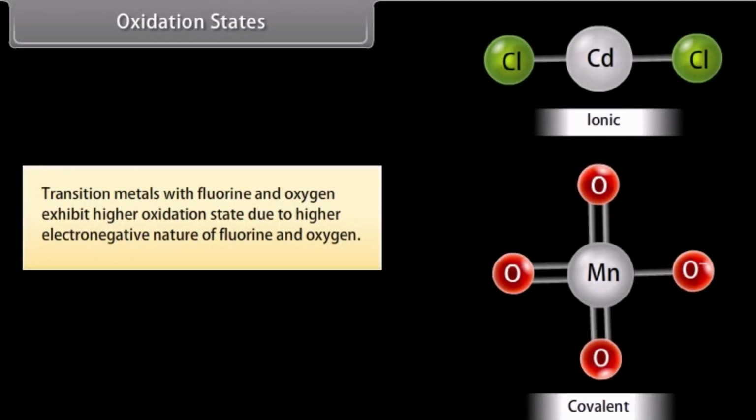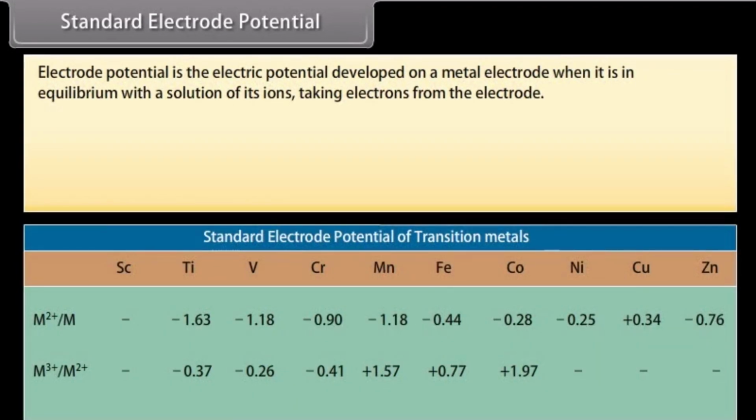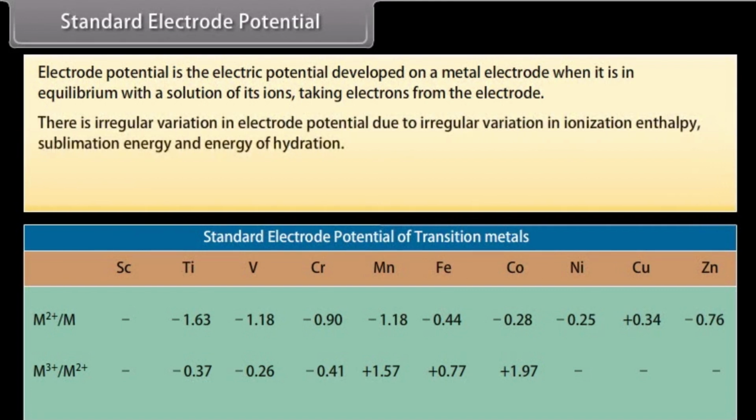Transition metals with fluorine and oxygen exhibit higher oxidation states due to the higher electronegative nature of fluorine and oxygen. Standard electrode potential. Electrode potential is the electric potential developed on a metal electrode when it is in equilibrium with a solution of its ions, taking electrons from the electrode. There is irregular variation in electrode potential due to irregular variation in ionization enthalpy, sublimation energy, and energy of hydration.